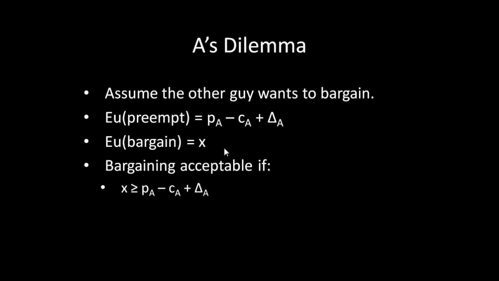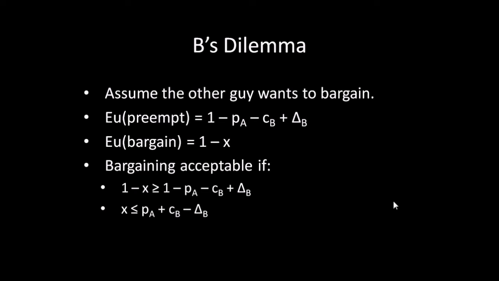In contrast, we've assumed that X is the outcome of the bargaining game if they both sit down at the bargaining table. So A will receive X if they both sit down at the table. All right. So that means bargaining is acceptable to A if the amount that A will receive at the bargaining table, X, is greater than or equal to its value for preemption, PA minus CA plus delta A. It's just these two things combined together. So that's A's dilemma. A is going to be willing to sit down at a bargaining table if that holds.